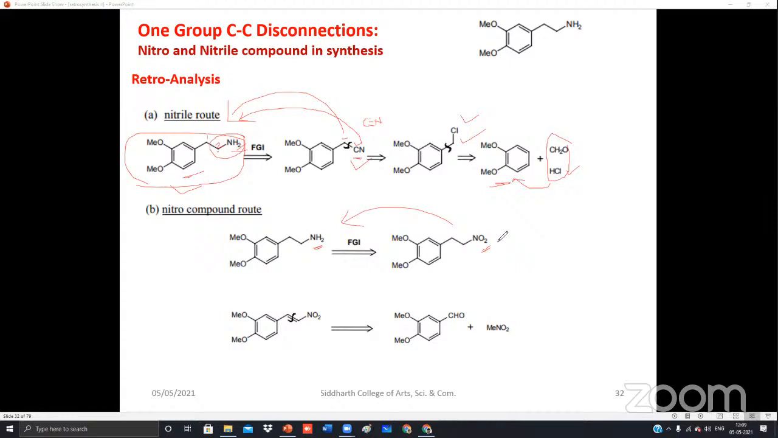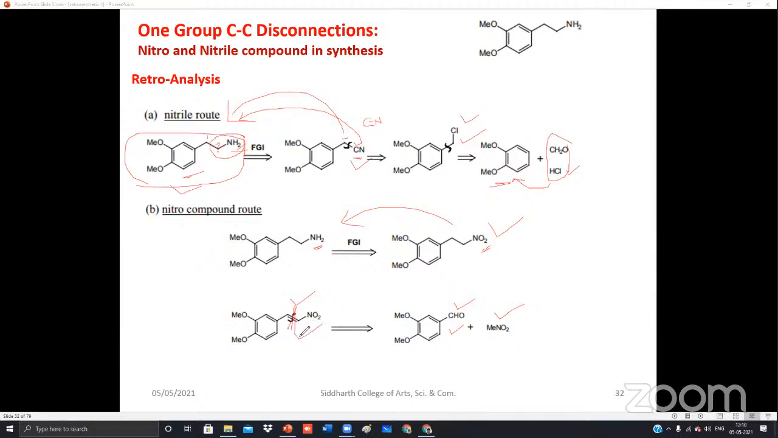Now suppose we end up with a nitro, then this nitro can be further converted by another FGI, that is we introduce a double bond, giving an alpha-beta unsaturated nitro compound. Now this alpha-beta unsaturated compound can be easily synthesized by a condensation reaction. Suppose we cleave here, so this will be the benzaldehyde type of derivative, and this is your nitromethane. When nitromethane in the presence of strong alkali reacts with the aldehyde, this will give you the Knoevenagel type of condensation, and that gives you the alpha-beta unsaturated nitro compound.